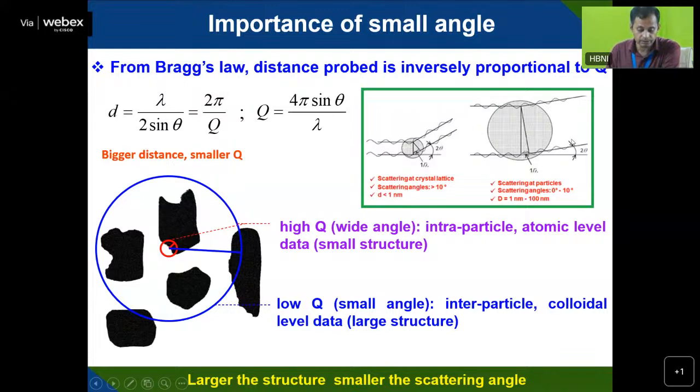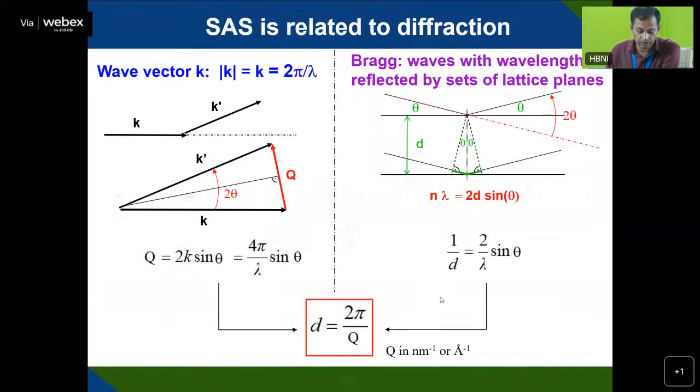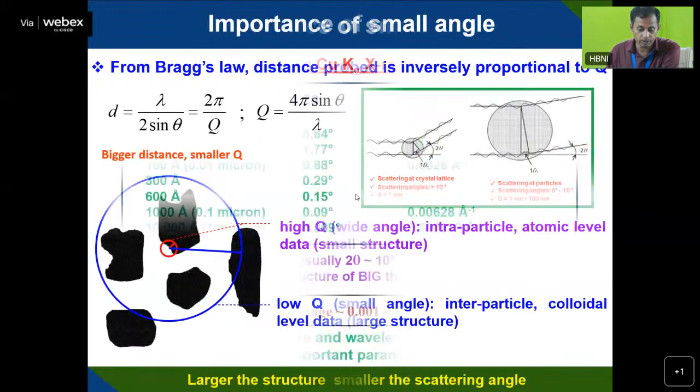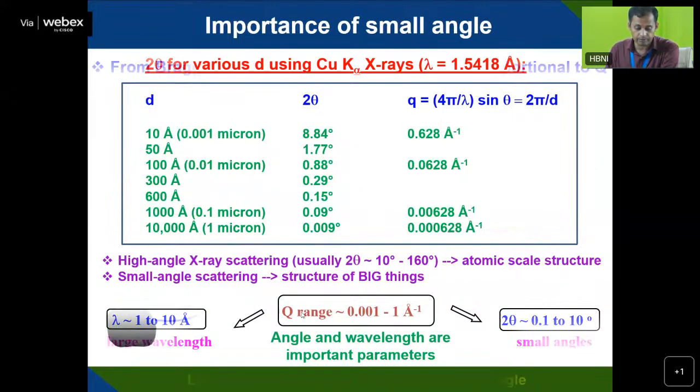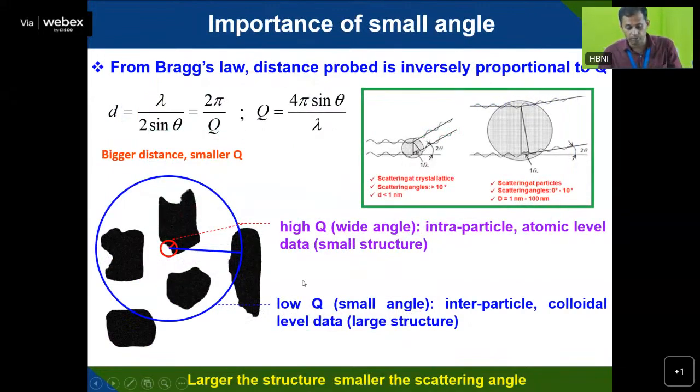High Q means Q and d spacing are inversely proportional. High Q means low d. At low d, you can get information about interparticle interaction and atomic level data. Mainly you will get smaller structure at high theta, high Q value. But when you go for low Q, like small angle, you can see the whole big information: interparticle, colloidal level data, and large structure. So you will be able to see how two particles are interacting, and what the colloidal level data is. Those are the information you can get.